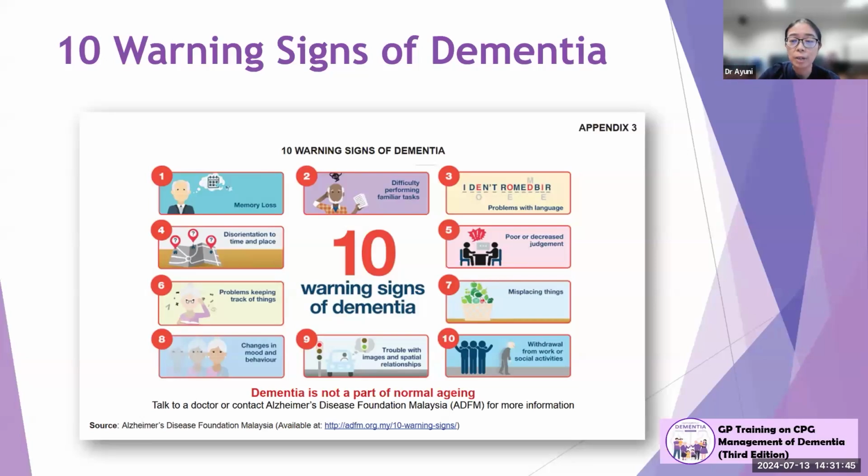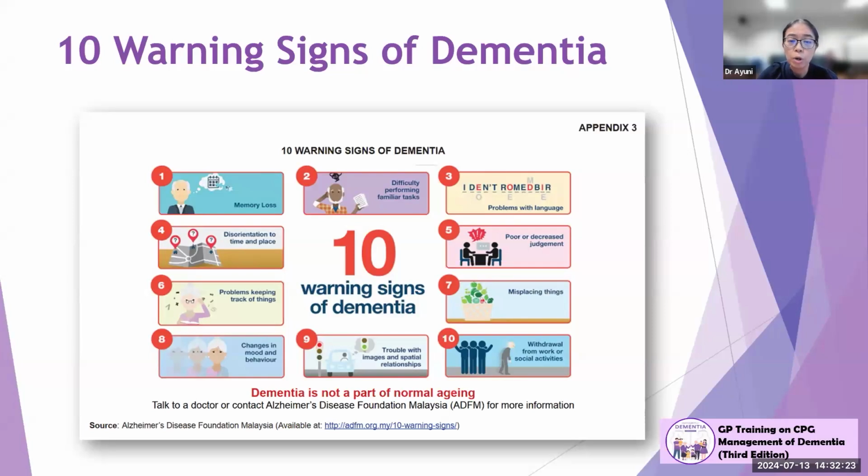Number three is problems with language. Language can be speaking, writing, or reading comprehension. Sometimes they have word finding difficulties, or sometimes the family will tell you the patient looks like they don't understand what is said. So, problems with language. Number four is disorientation to time and place. A lot of the time you can see in the newspaper, elderly people get lost, cannot find their home, and then they put it in the newspaper. These are disorientation, or disorientation about time. For example, for Muslims, sometimes they confuse the time for their prayers. These are also signs.